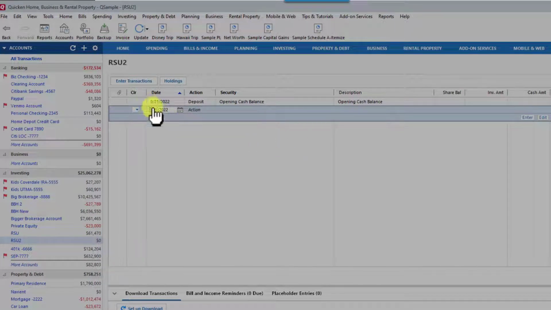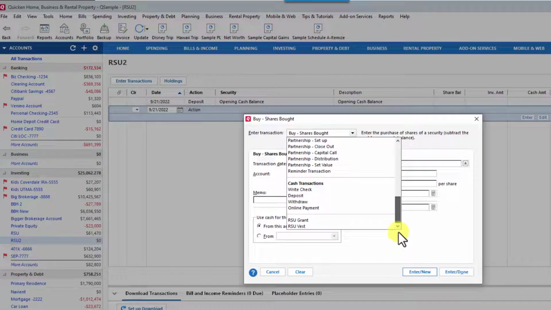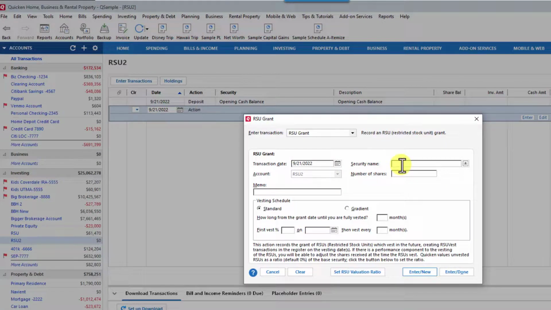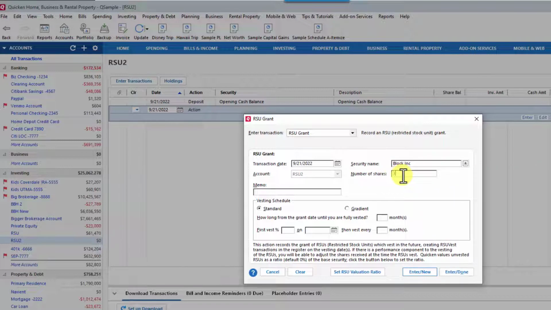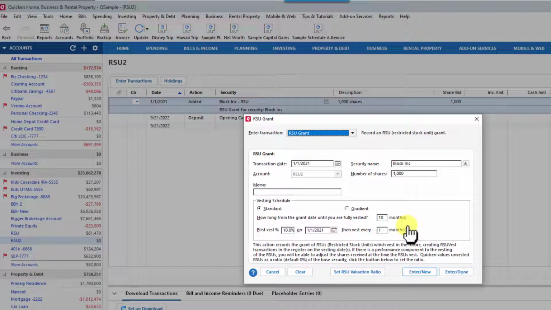So what I really intended to happen, and let's just do that again in a second RSU account, was I wanted a grant, security name of Block, and I wanted 1,000 shares, and I wanted the first vest of 10% on January 1st, 2021. Let's make sure we change this date. And then every 1 month with it full in 10 months. And now when I hit enter and done, hopefully we'll see 10 tranches of 100 shares over 10 months.